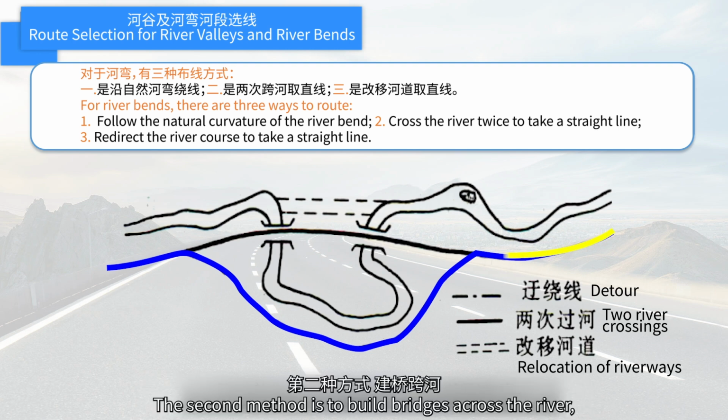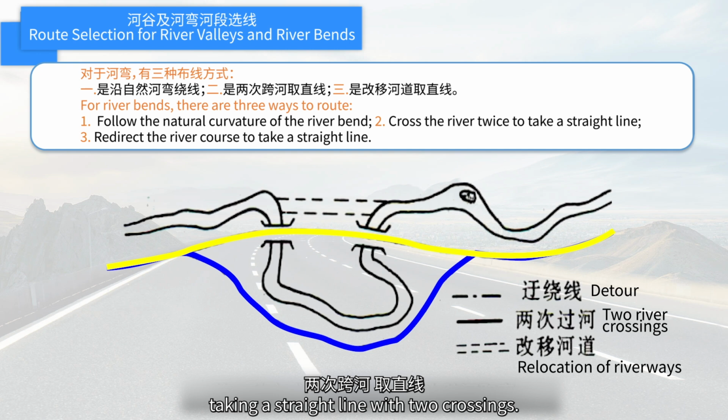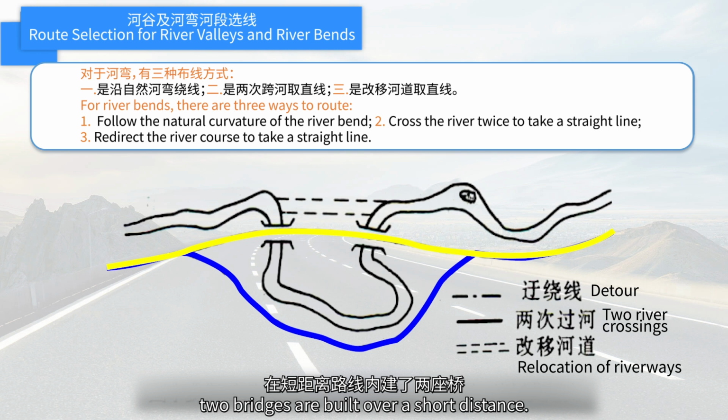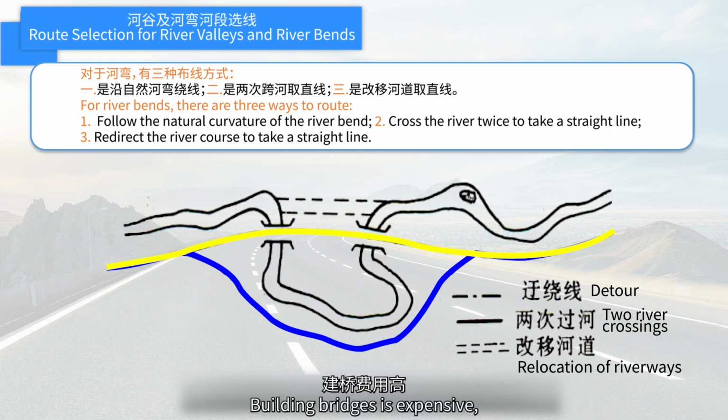The second method is to build bridges across the river, taking a straight line with two crossings. As we can see in the figure, two bridges are built over a short distance. Building bridges is expensive, but the road is short and straight, suitable for high-grade highways.